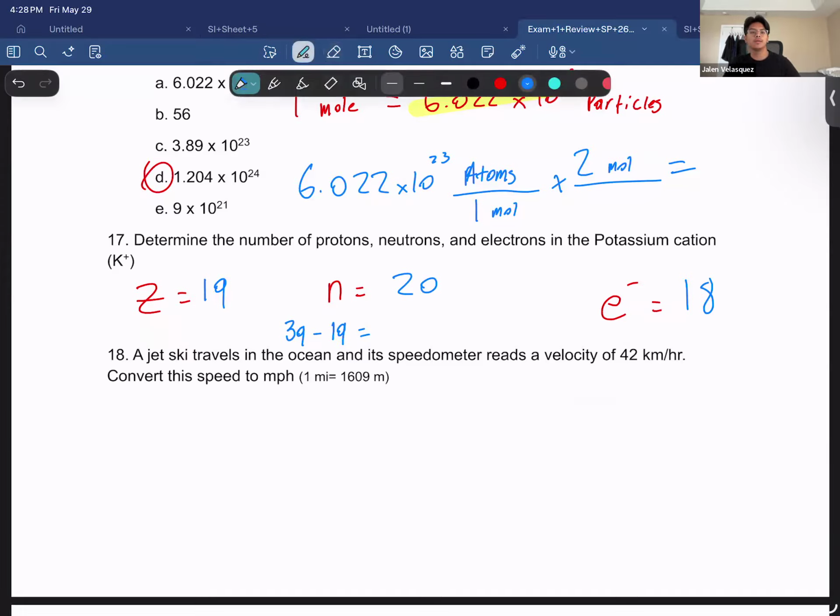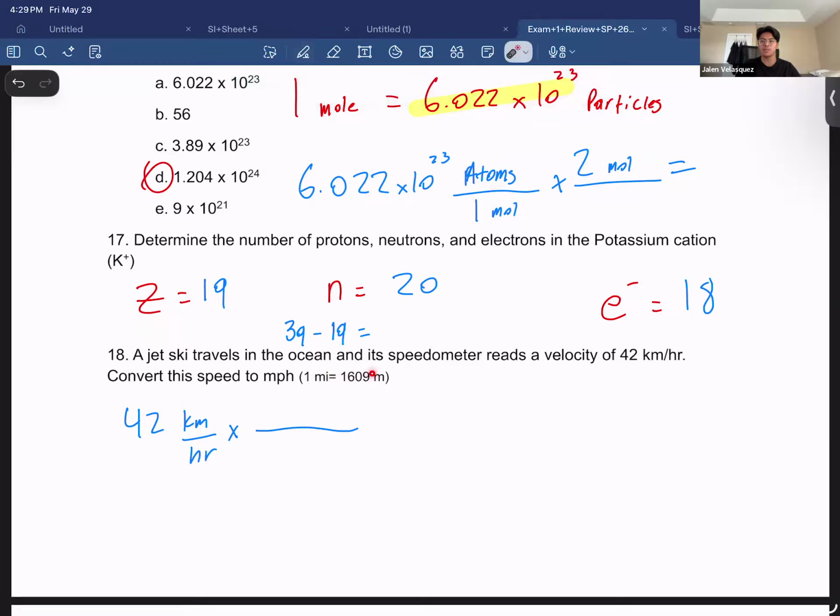All right, next one, number 18 says that a jet ski travels in the ocean and its speedometer reads a velocity of 42 kilometers per hour. Convert the speed into miles per hour. So, we can just do some dimensional analysis again here. We're going from 42 kilometers per hour, converting it into miles per hour. Here I give you the conversion factor that 1 mile has 1,609 meters. We're going to have to use that.